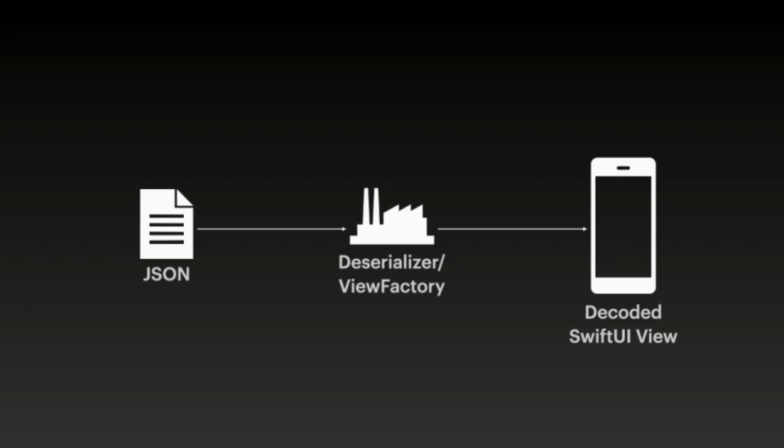You wouldn't have to do that anymore. You could just change the JSON data structure, and it would automatically do that, because the JSON data structure is essentially your layout. It's essentially what your view looks like. So you would have your JSON data structure going into your deserializer or your view factory, which we're going to look at in a second.